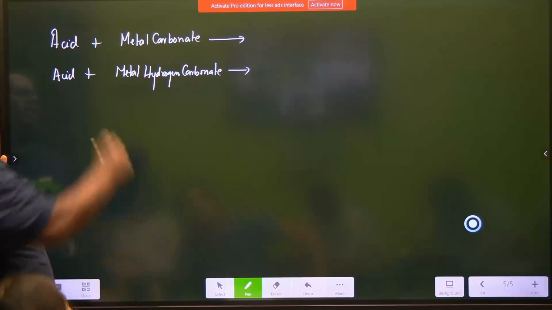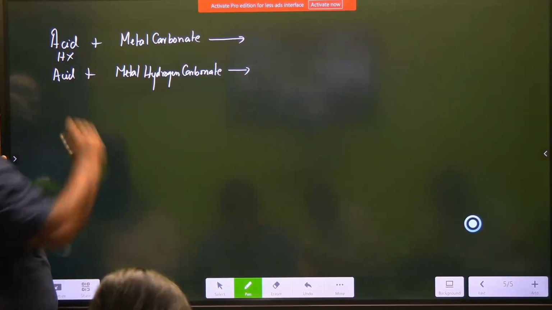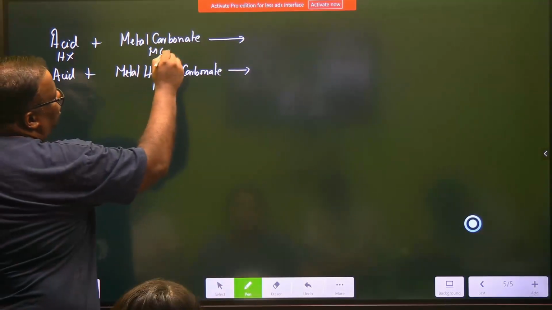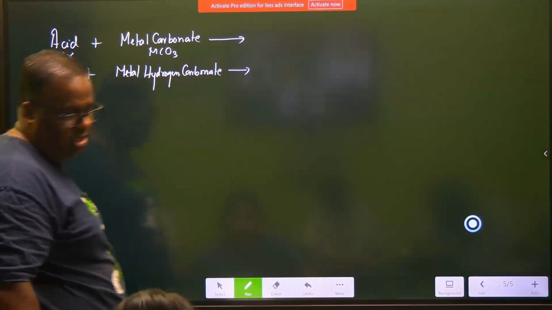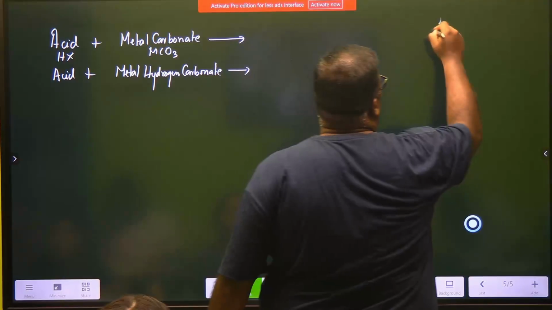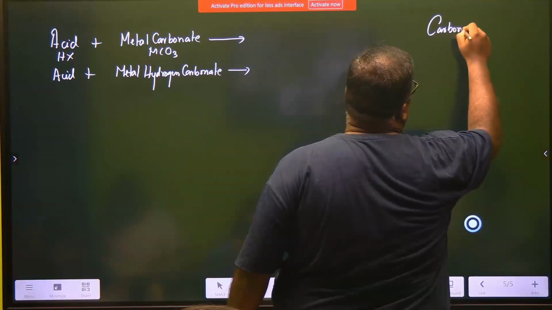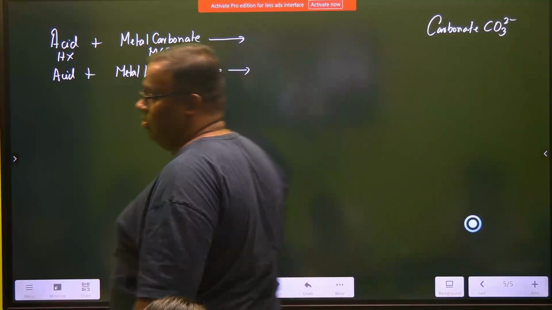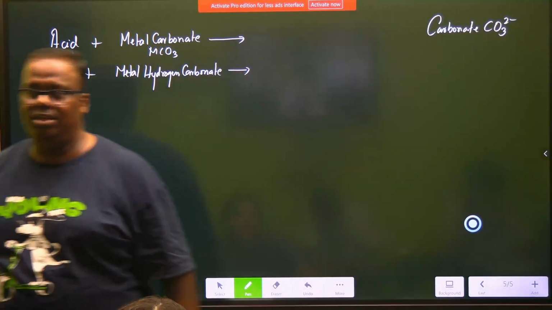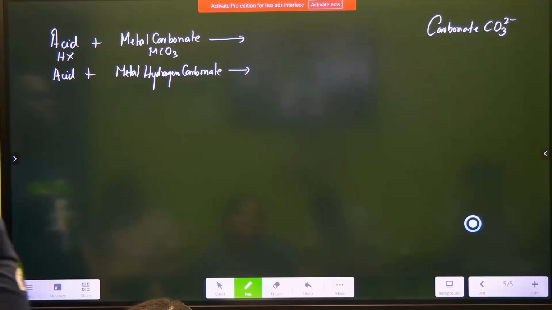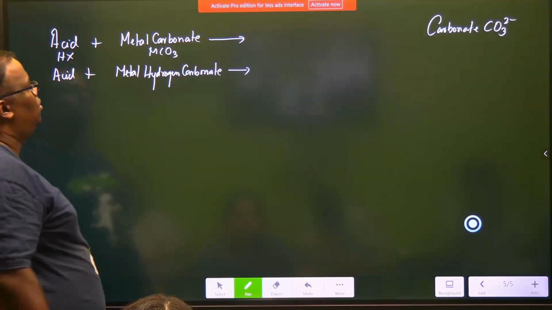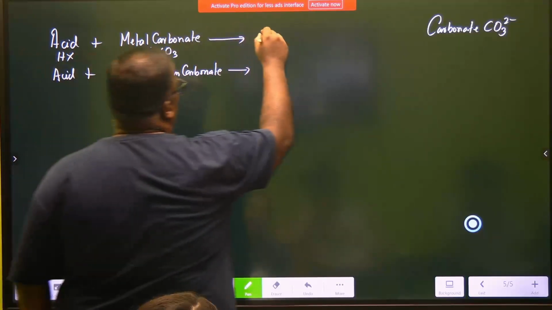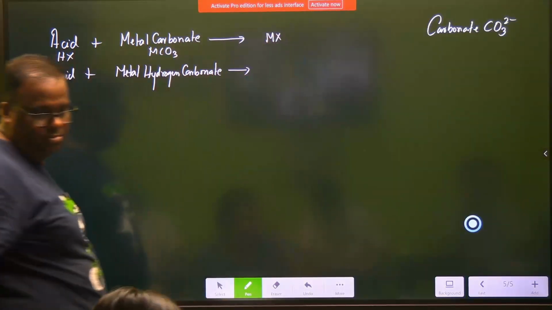So let's look at it. Acid means something like HX. Agreed? Metal carbonate, MCO3. Carbonate is CO3 2 minus. Where did it come from? H2CO3. Remember that. So MCO3. What all can I expect out here? First, I will get a metal salt. No doubt about it. MX.